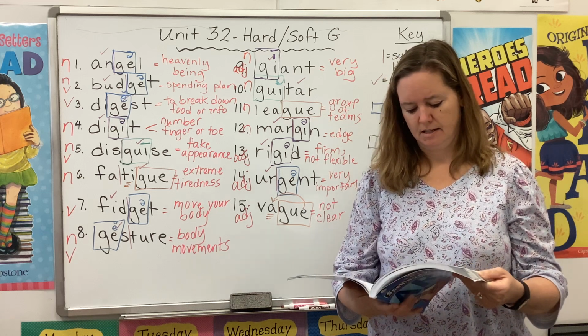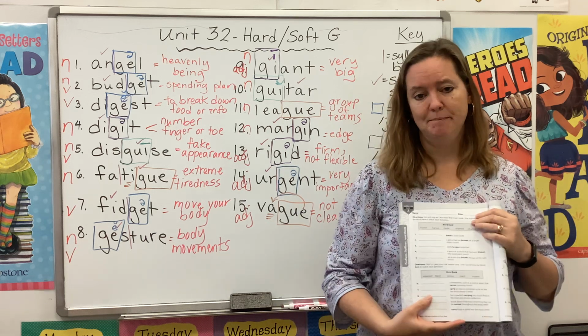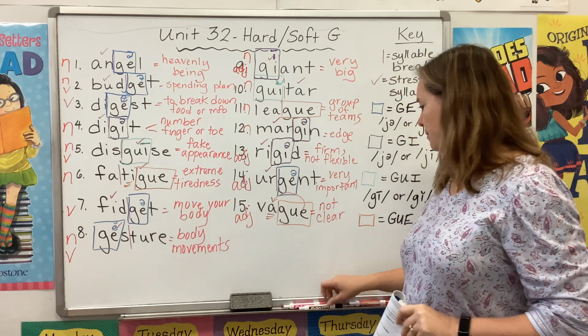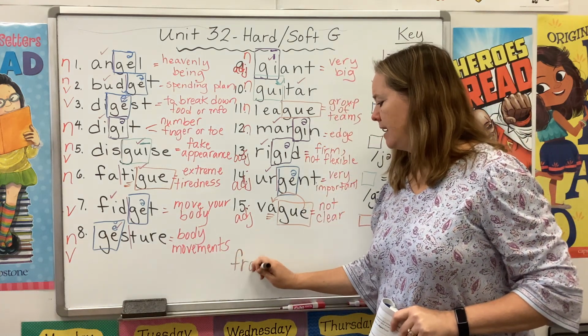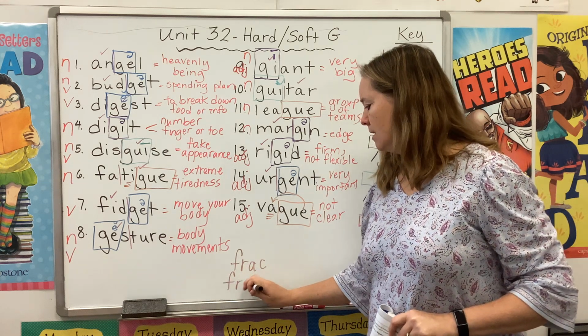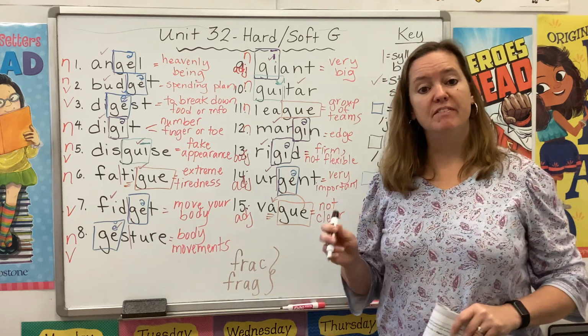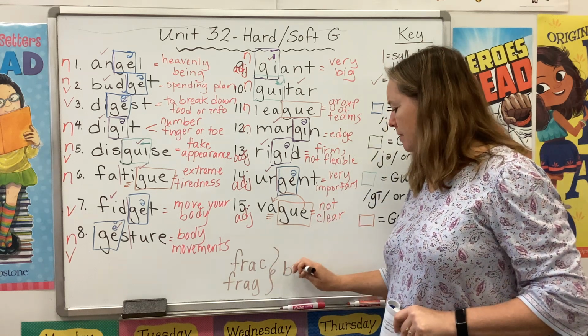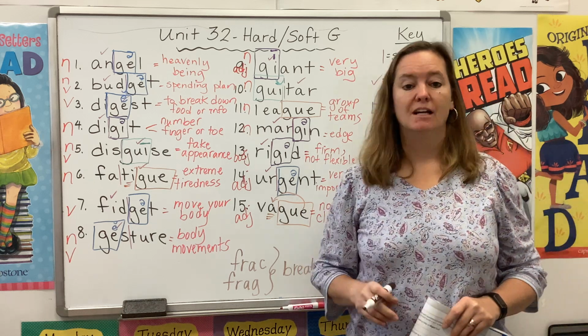Okay, before I let you go, I do want to draw your attention to a new root, and actually 2 new roots. They are on page 200. The first root is FRAC, F-R-A-C, and FRAG. Whenever you see a word that contains either of these chunks, it probably has something to do with breaking, right?